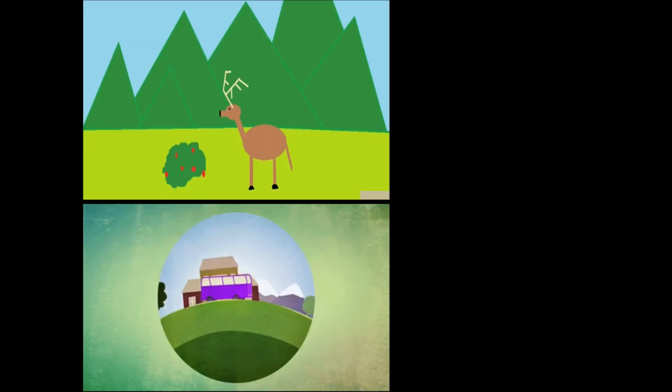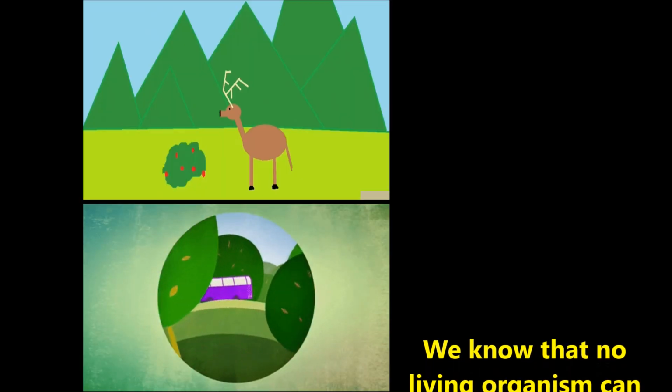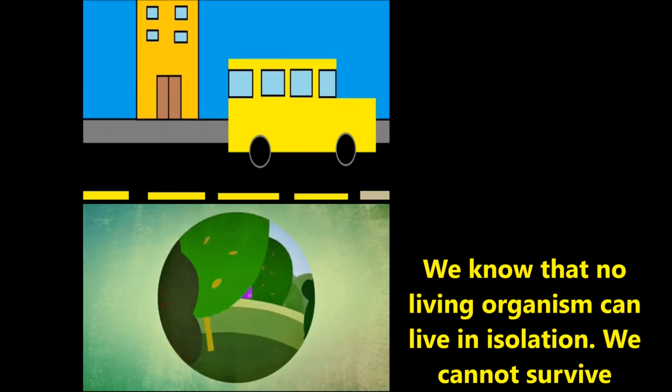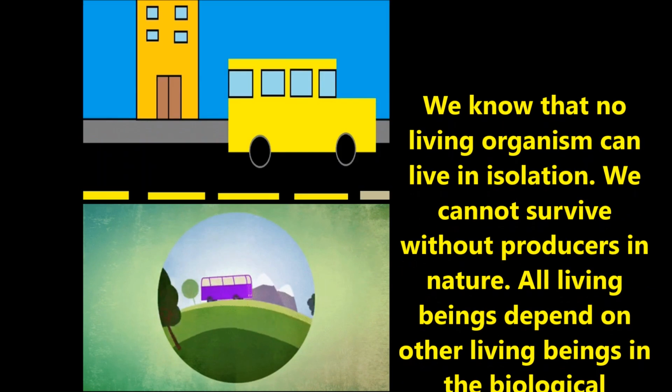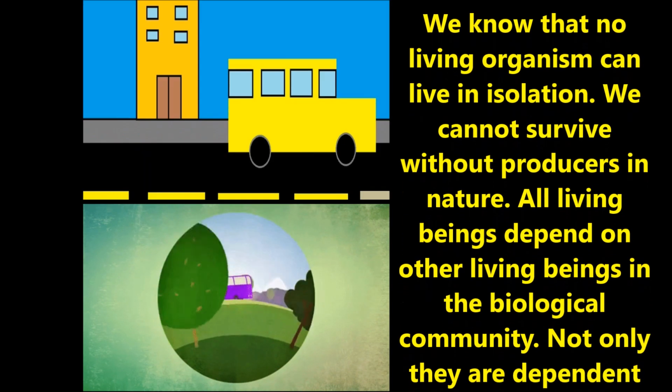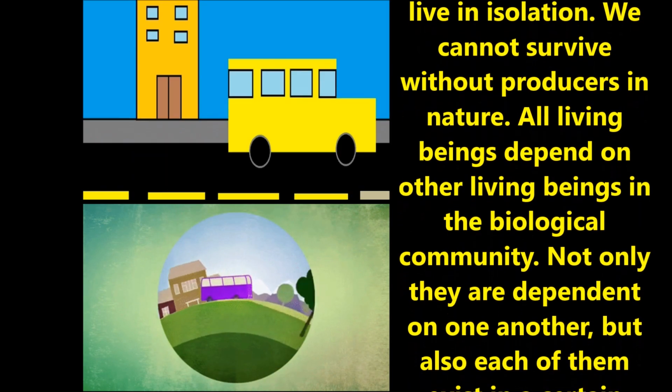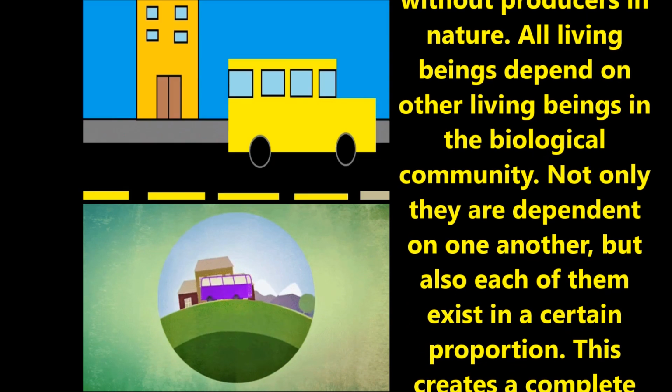Now let us discuss the importance of ecosystem. We know that no living organisms can live in isolation. We cannot survive without producers in nature. So, all living beings depend on other living beings in the biological community.